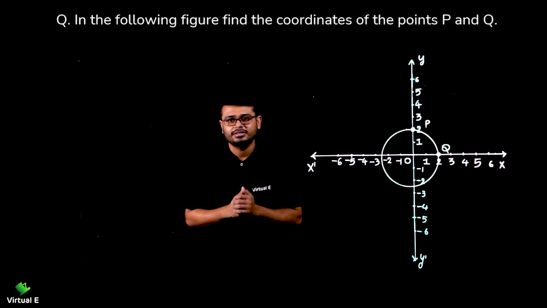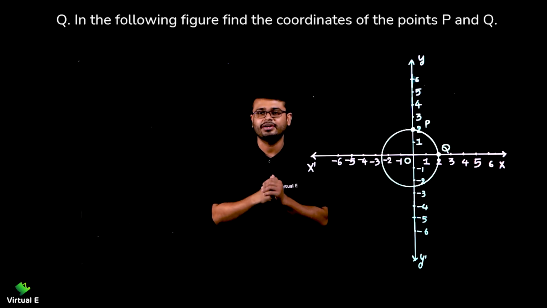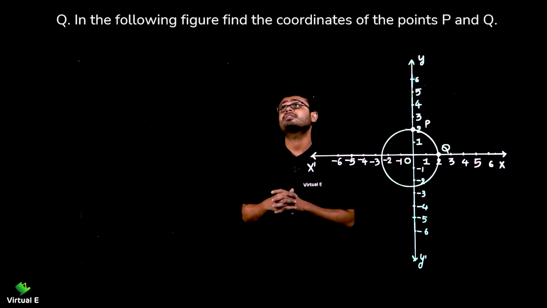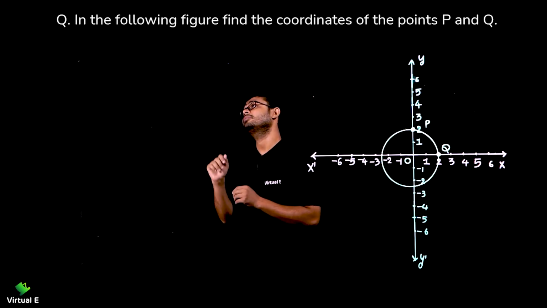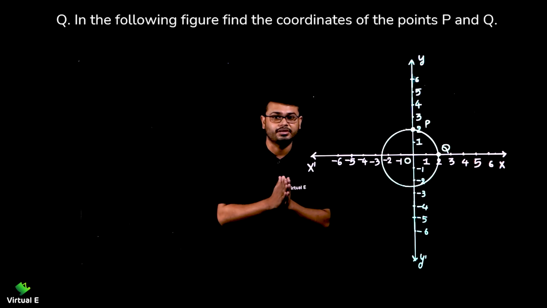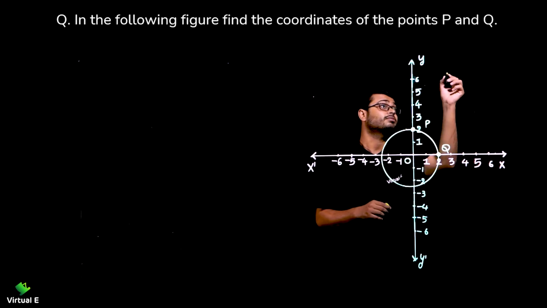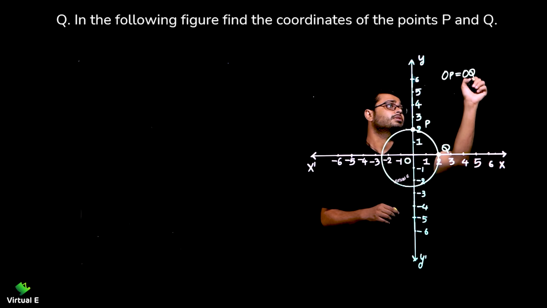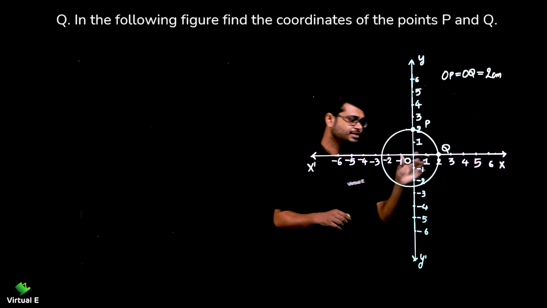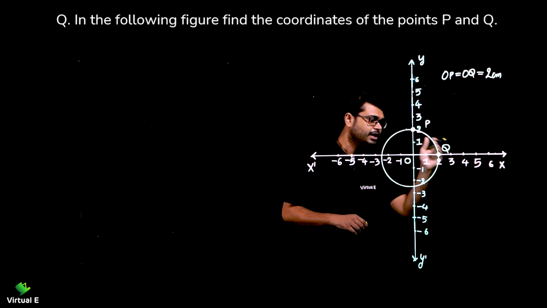It's a very interesting one. Again, here we are supposed to find the points and their coordinates, right? But something else is given in this case. Let's take the question. In the following figure, find the coordinates of points P and Q if OP is equal to OQ is equal to 2 centimeter. So here, the information given is, let's write over here, that OP is equal to OQ is equal to 2 centimeter, right? And it looks like that as well. And we need to find the coordinates of points P and Q.